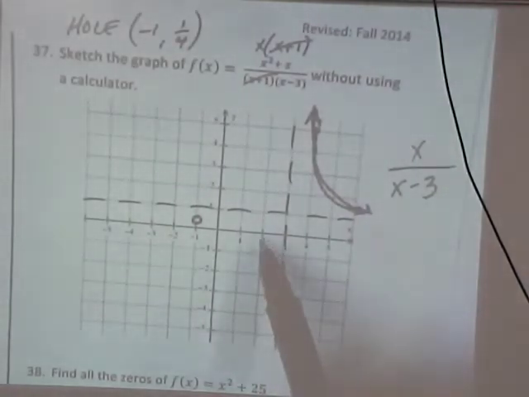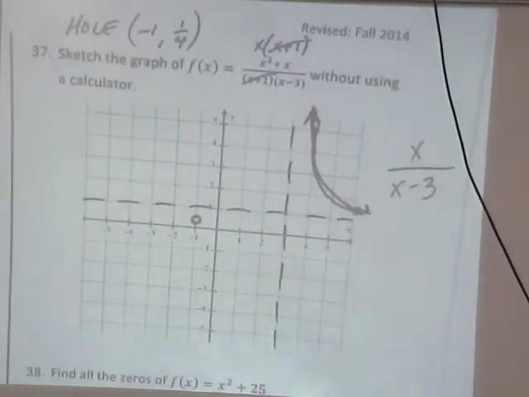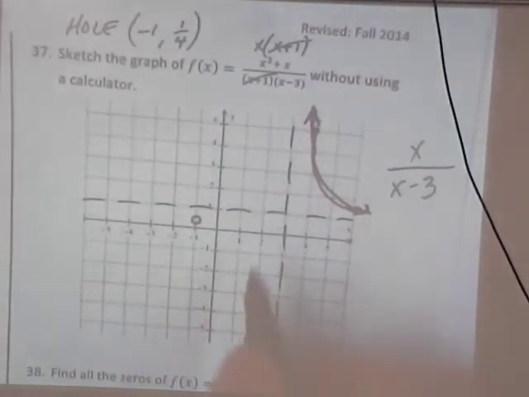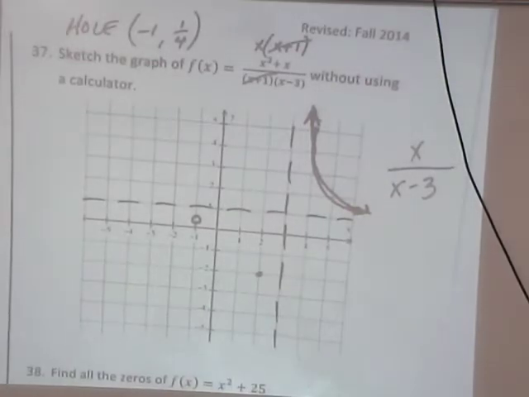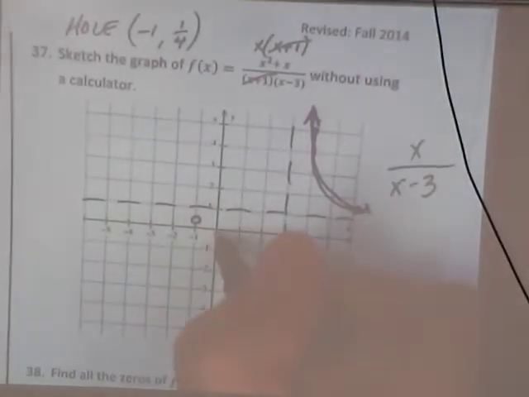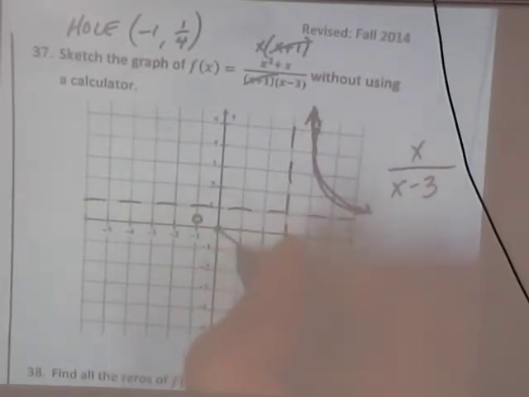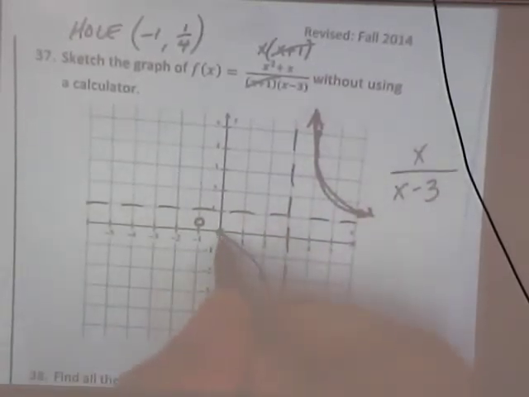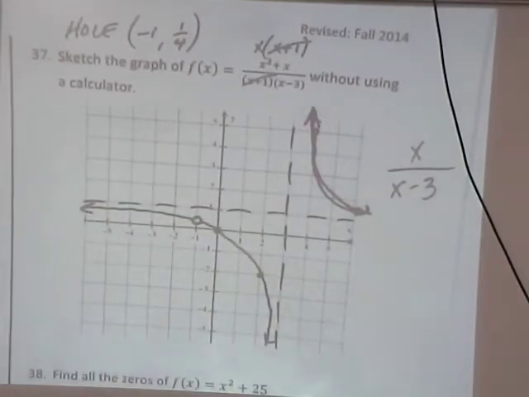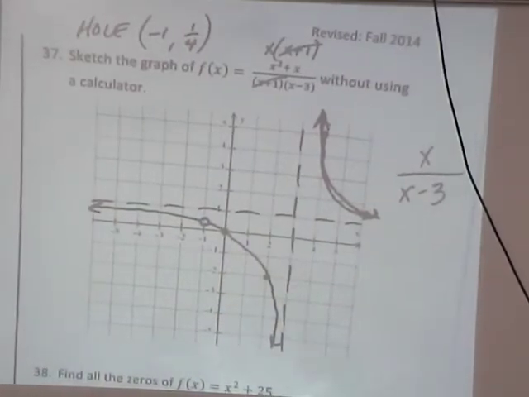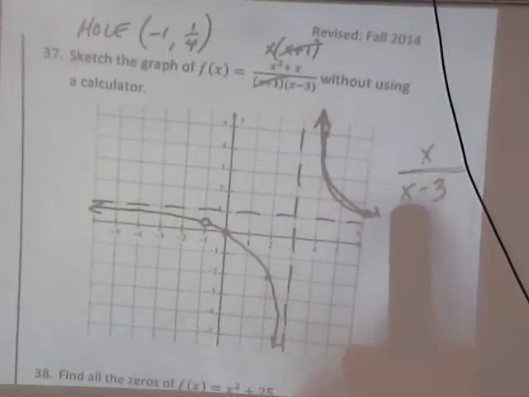And let's plug in 2, what happens? Negative 2. Plug in a 0, we get 0. So it looks like it's just going to follow that. Does it have to go through 0, 0? That's one of the points. You plug in 0. 0 divided by negative 3 is 0.